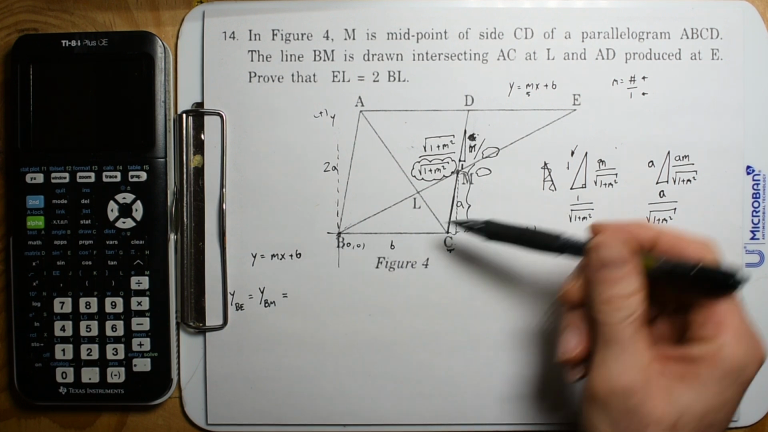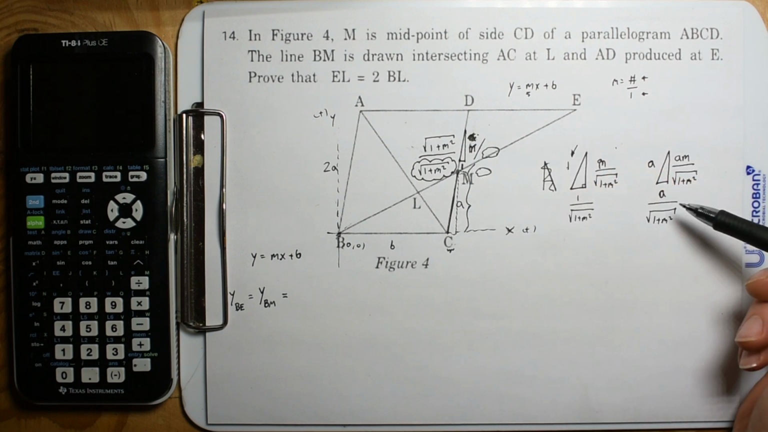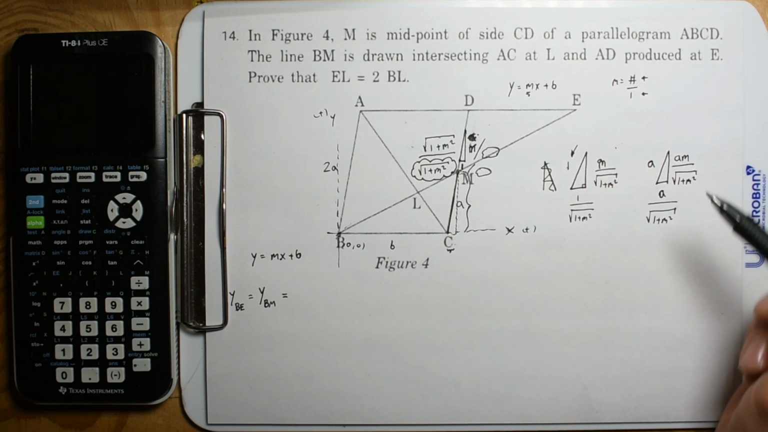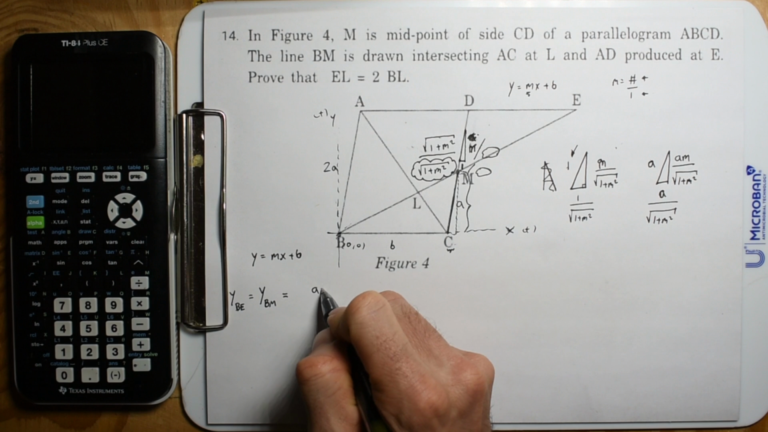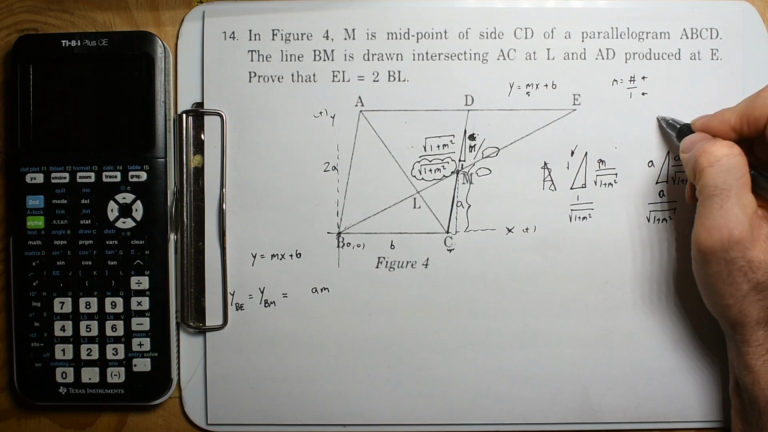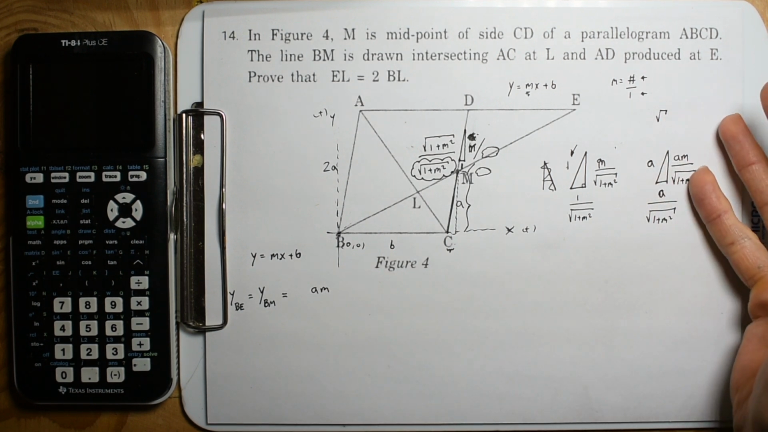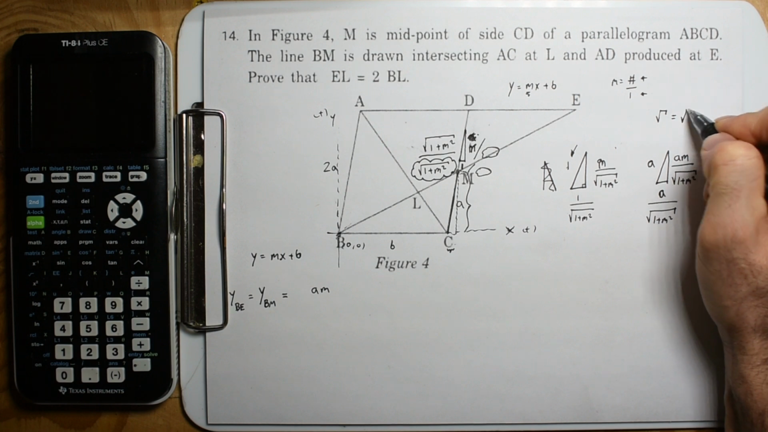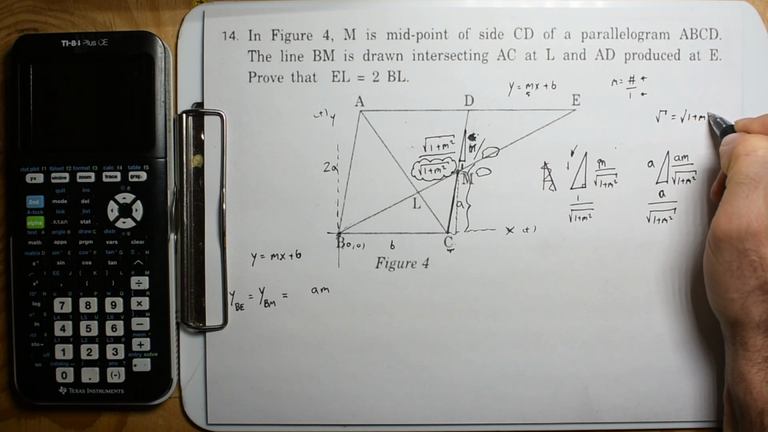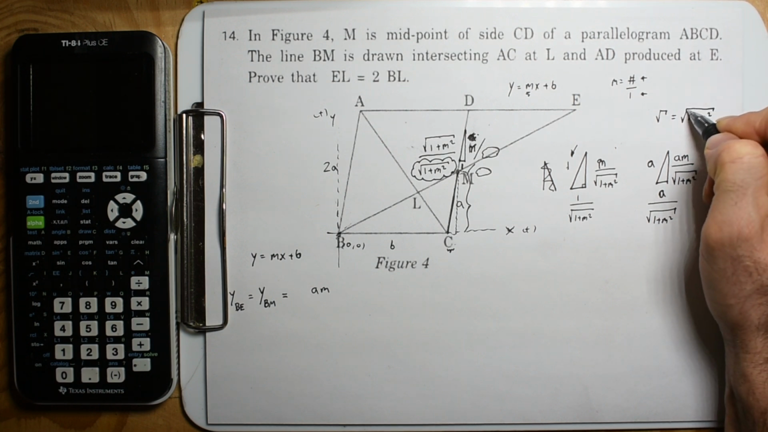Our slope is going to be our rise term, and we already found that. We said it was this. So we have AM. And then right now I'm going to say, if I just do a square root sign like that, that's going to be the same thing as 1 plus m squared. So, you know what I mean?